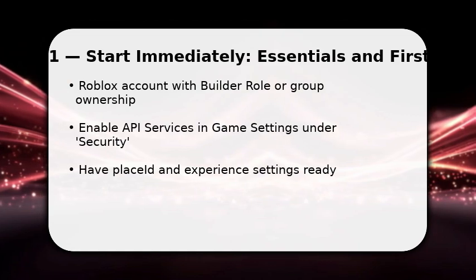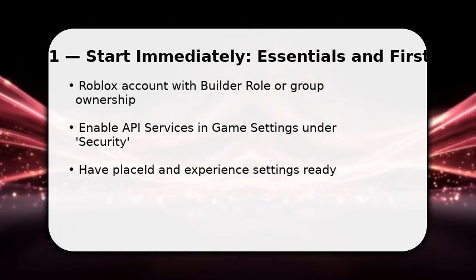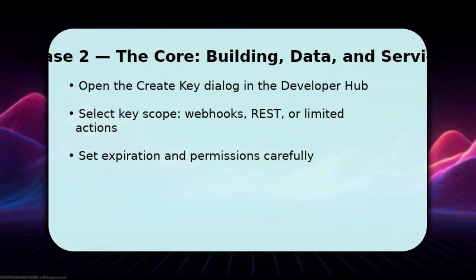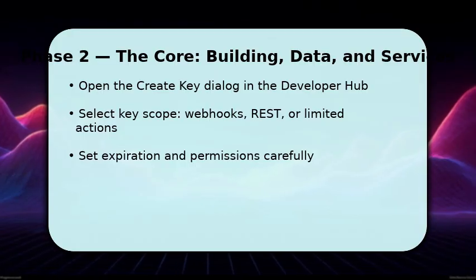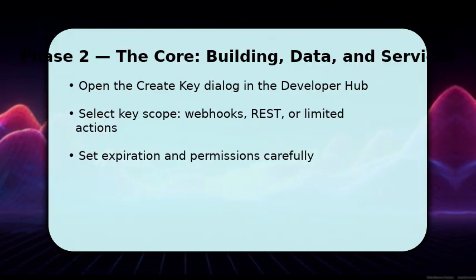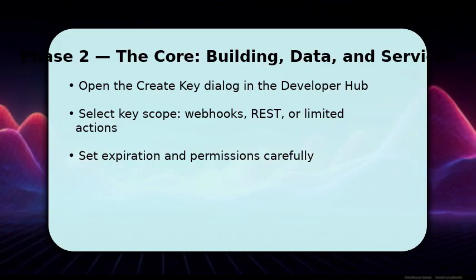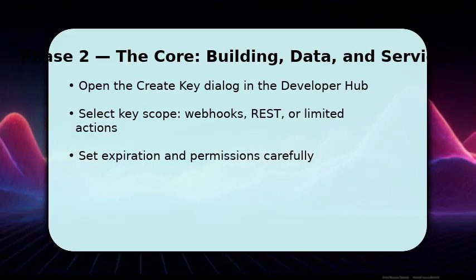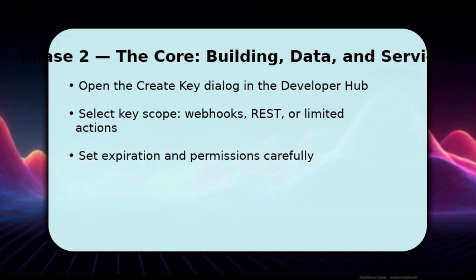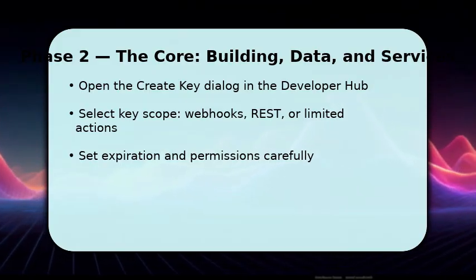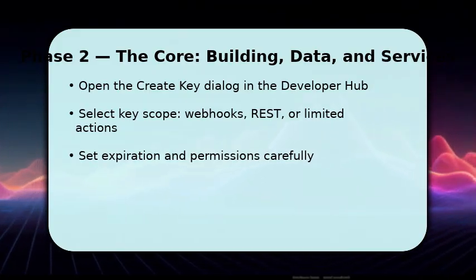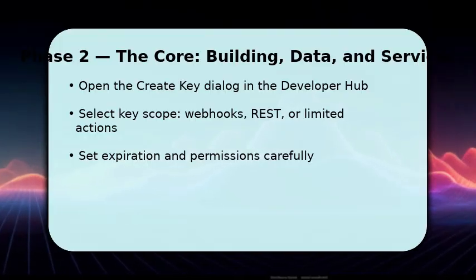Now, you create the API key in the Developer Hub or the game's configure page. Choose an appropriate scope. Pick only the permissions you need because broader scopes increase risk. Once you select scope, set an expiration date or rotation policy so keys don't remain valid forever. This reduces long-term exposure. Also assign IP restrictions or allowed endpoints if available, and label the key clearly so you know its purpose when auditing later.